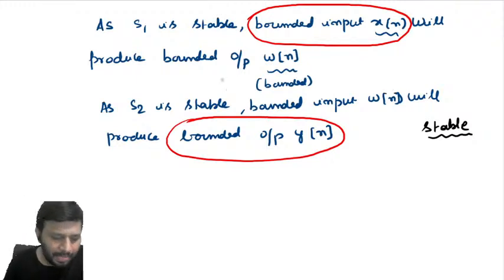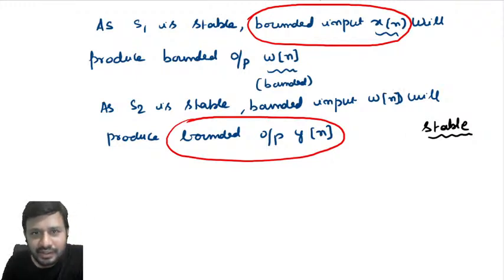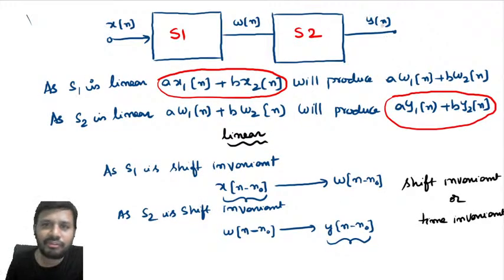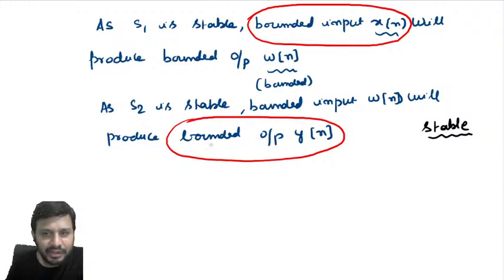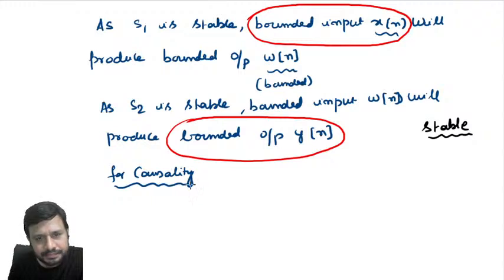So what is left over? Causality is left over. Now, causality means, what is the definition? You know, output at any time instant must depend on present and past, but not on future. Now for causality, what I am going to do is come from the reverse, because the output we must observe now. For causality, what is going to happen?